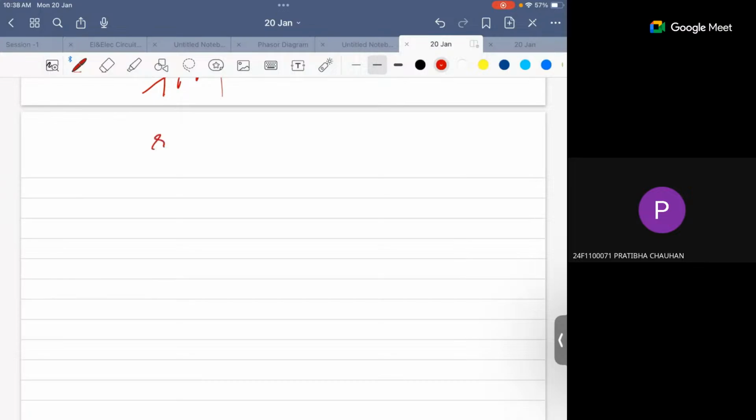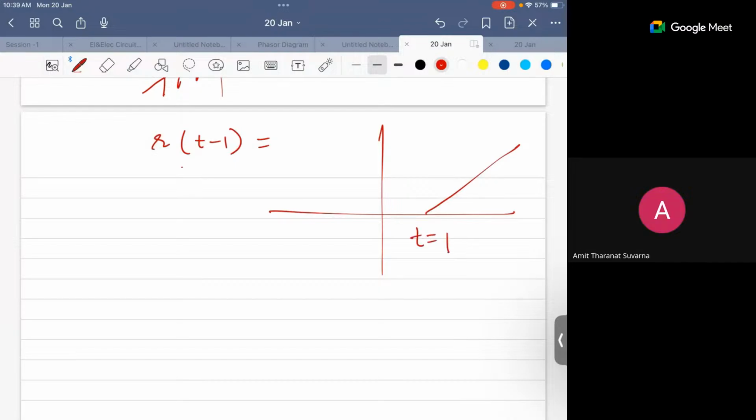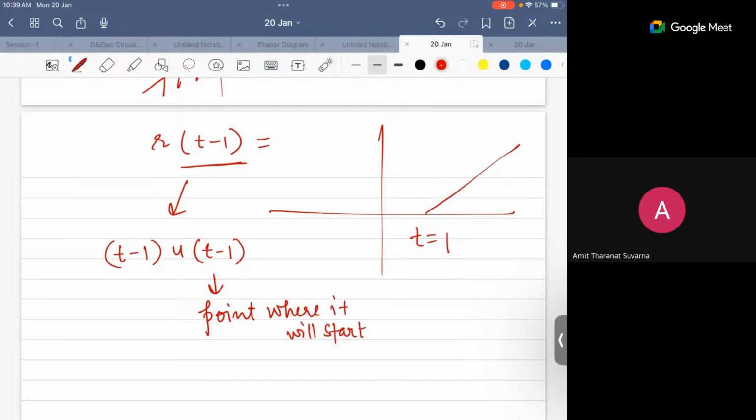Whenever you are asked about t minus 1, how will you write this in the form of a unit step function? This function will start from t equals 1. So you'll represent this as t minus 1 times u of t minus 1. This will tell you the point from where it should start. It will shift the start point along the x-axis, and this is the equation of the line, if you are writing in the form of u(t).